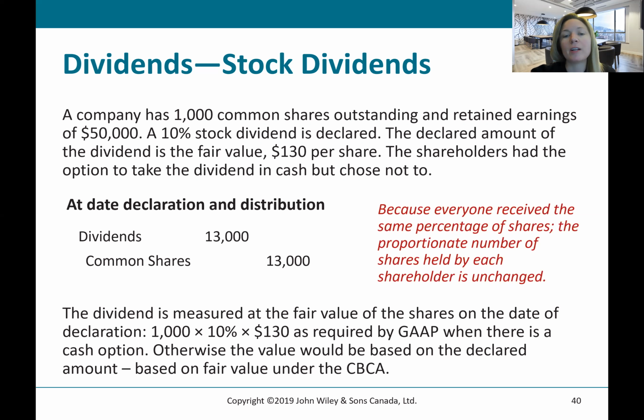And the dividend is measured at the fair value of the shares on the date of the declaration. So you can see there were 1,000 common shares outstanding, and they issued a 10% stock dividend, and the average price of the share, or the fair value, is 130. So that's how we calculated that 13,000 there.